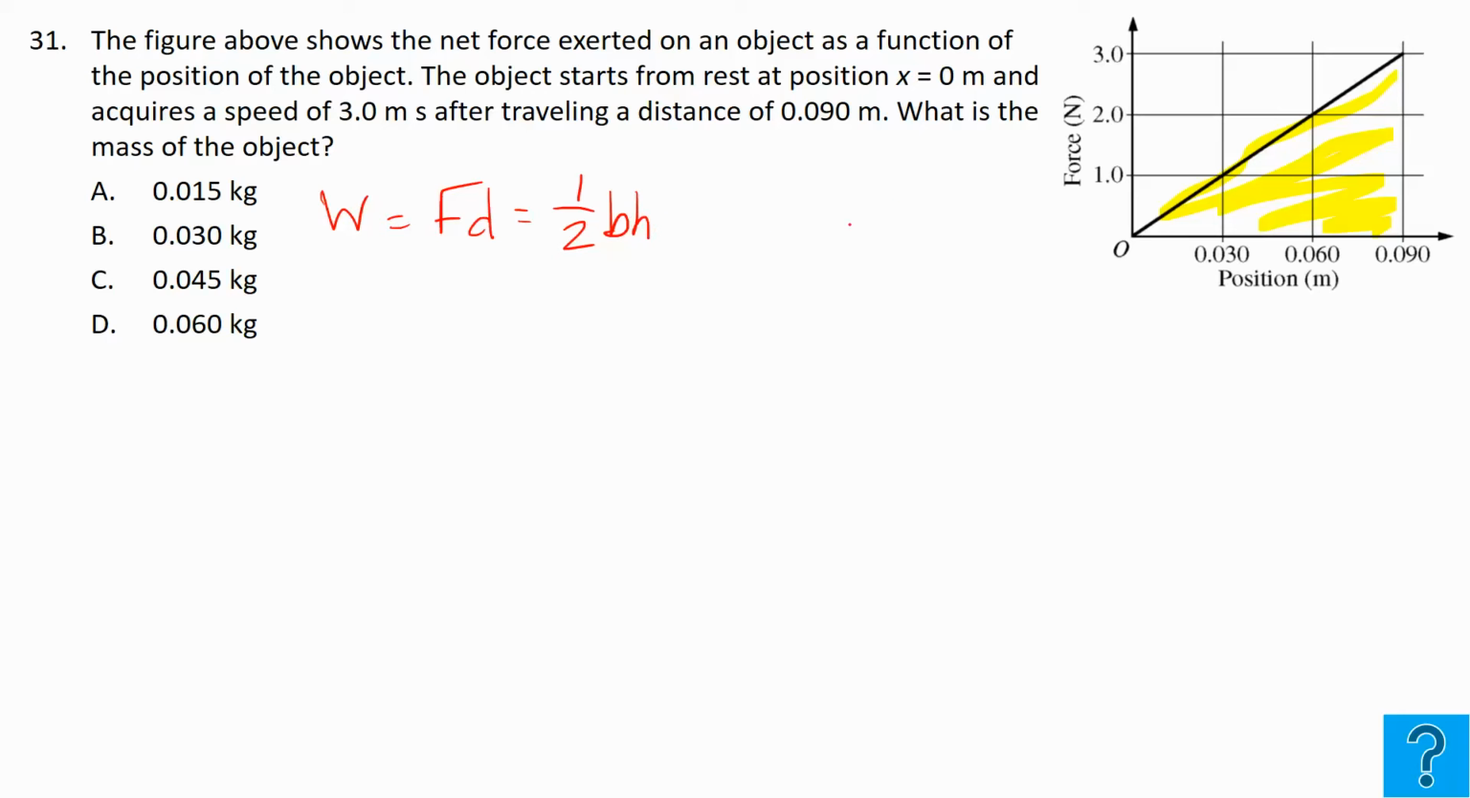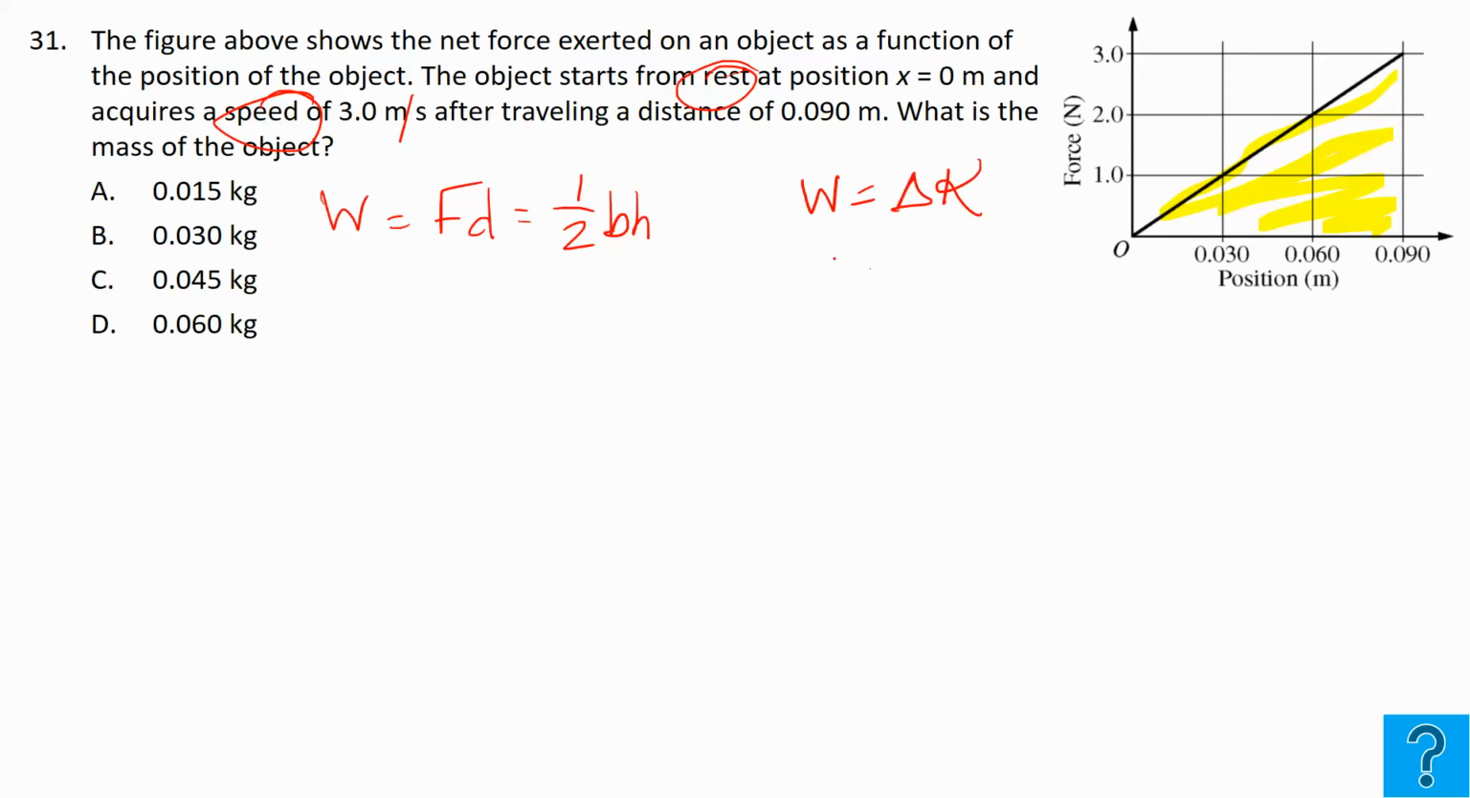You also need to remember the work energy theorem and know that work is equal to whatever change in energy you have. In this case, since we have an object that's at rest and then acquires a certain speed, what this means is that it's going to be our change in kinetic energy. So we can calculate our work. That will give us a change in kinetic energy.